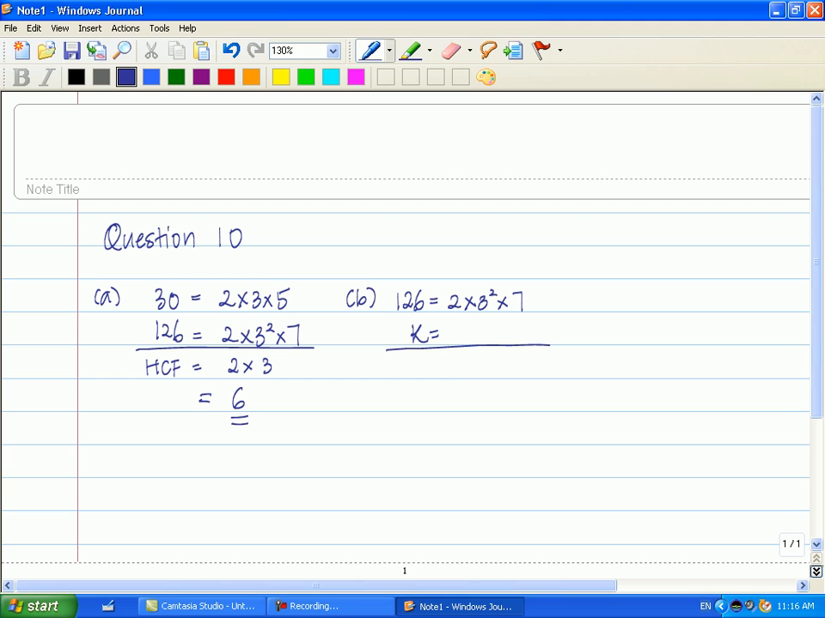To make 126 a perfect cube, I must make sure all the powers of the numbers in 126 are multiples of 3. Hence, what else do I need to multiply to 2 to make it become 2 cubed? I will need to multiply 2 squared. What about 3 squared? If I want to change it to 3 cubed, I'll need to multiply by a 3. And 7, to get a 7 cubed, I need to multiply by 7 squared. Hence, the number k is 2 squared times 3 times 7 squared.